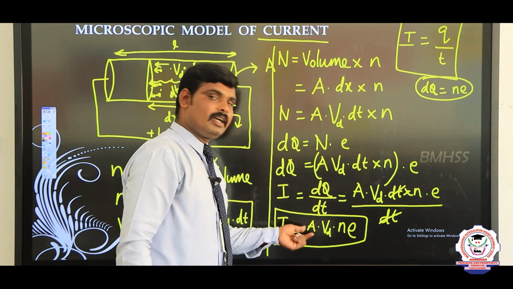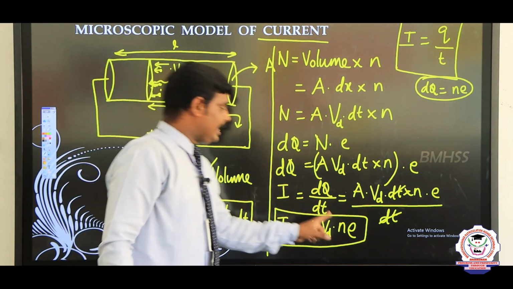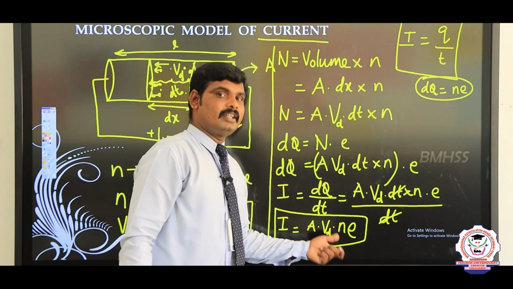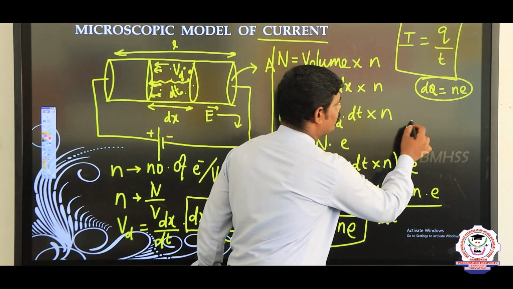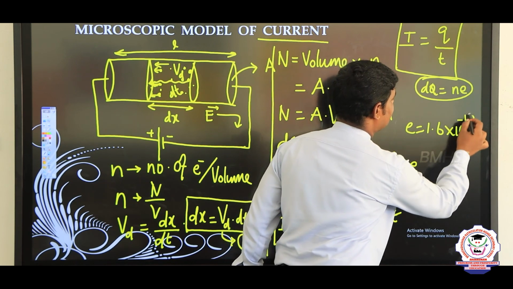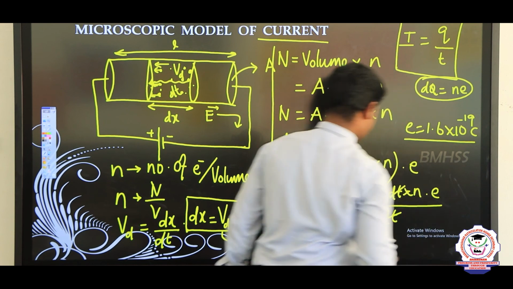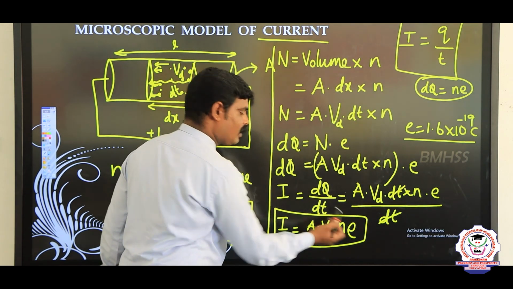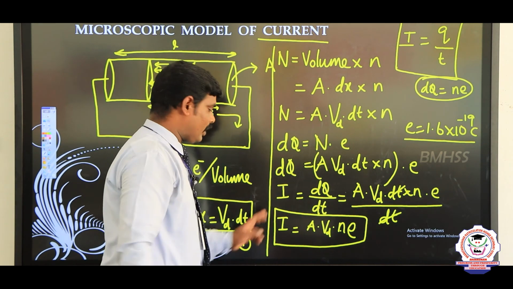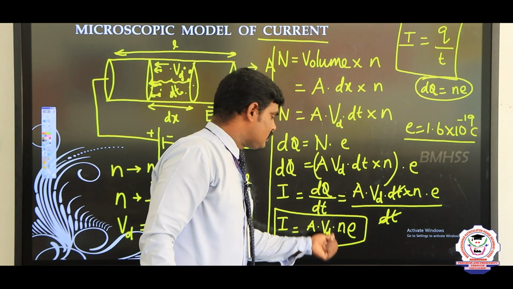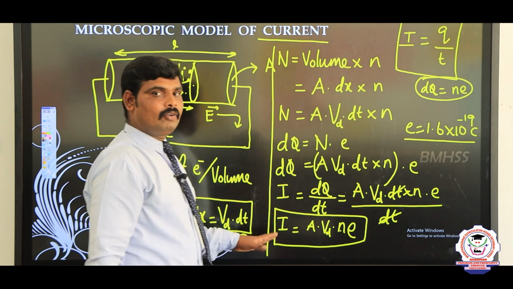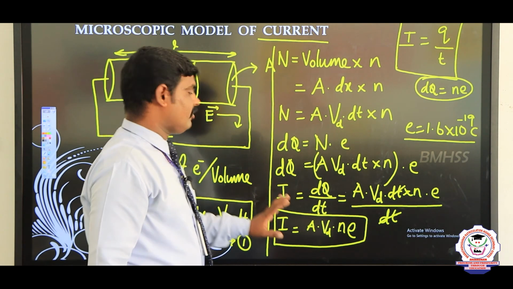If I take the area of the conductor constant, then the number of electrons is constant, and e is the charge of the electron, which we already know: e is equal to 1.6 into 10 to the power minus 19 coulomb. This is a constant. If A, n and e are constant, then if the drift velocity increases, the current also increases. So I is directly proportional to Vd. If the velocity of the electron increases, the current also increases. So this is nothing but the microscopic model of electric current.